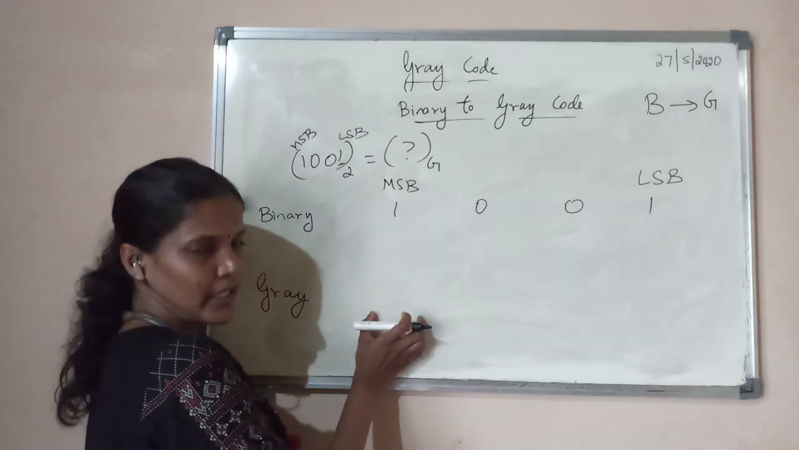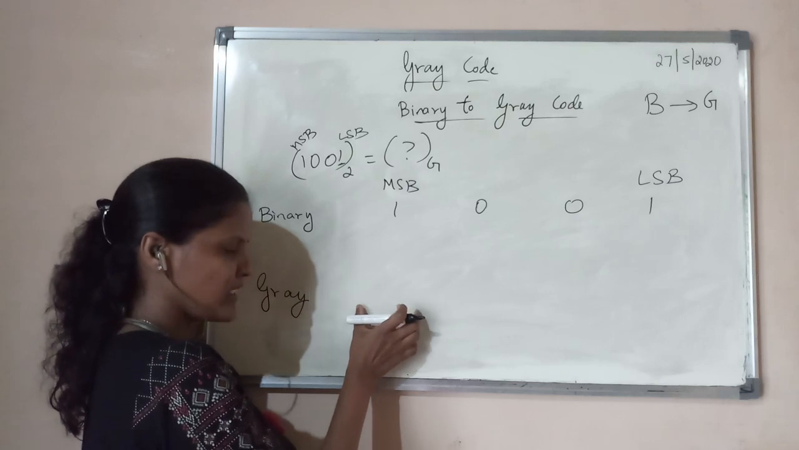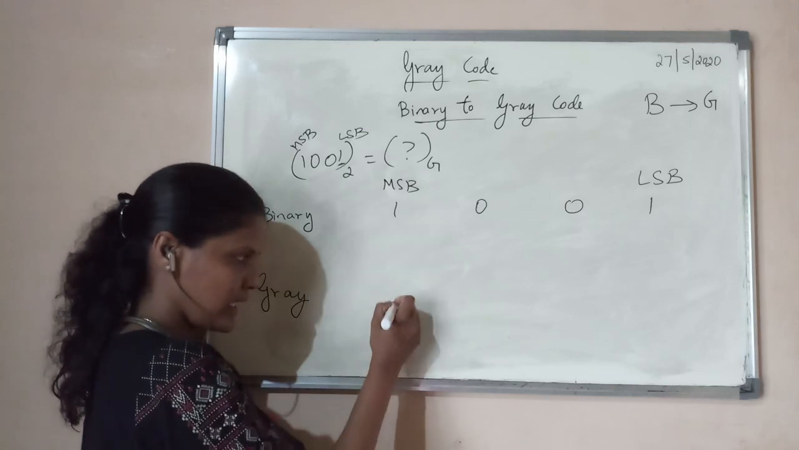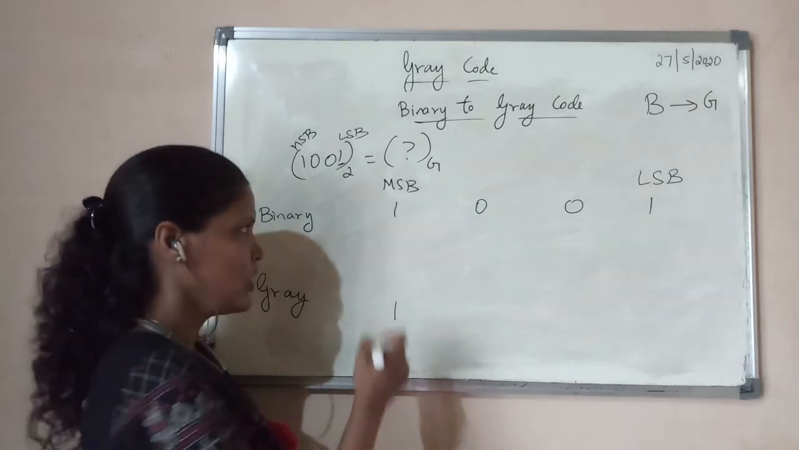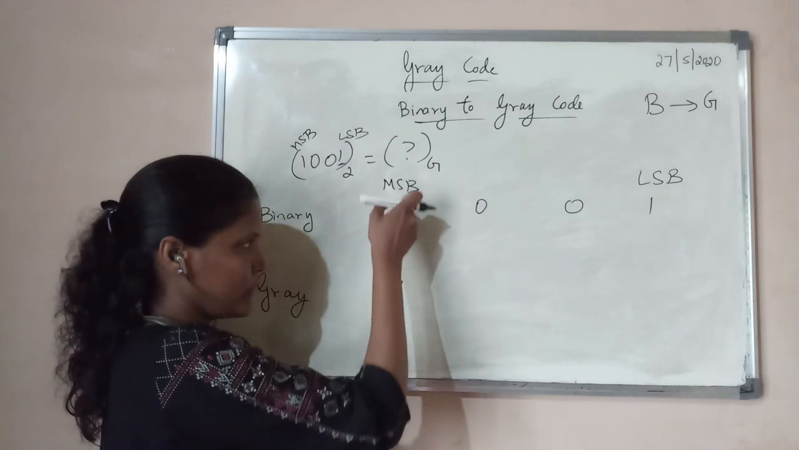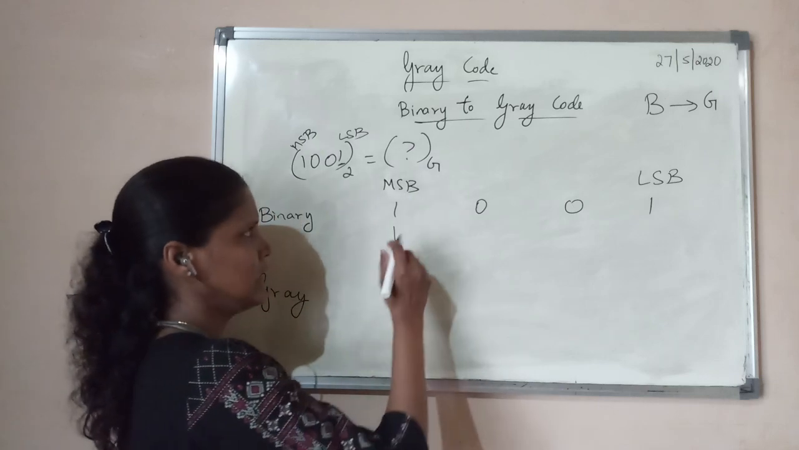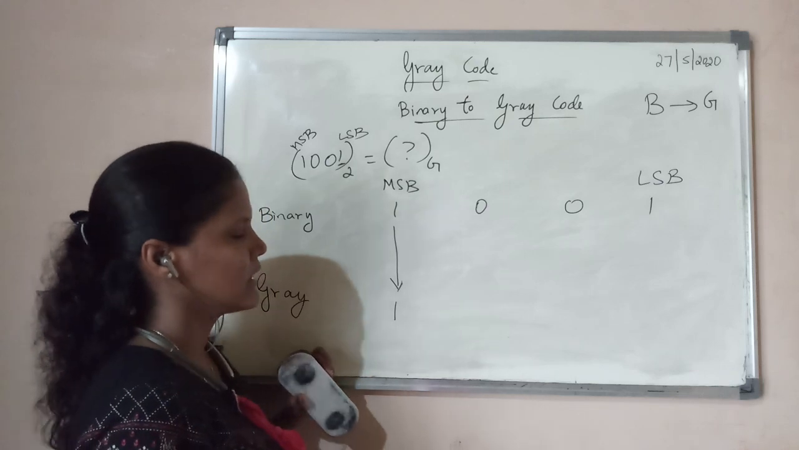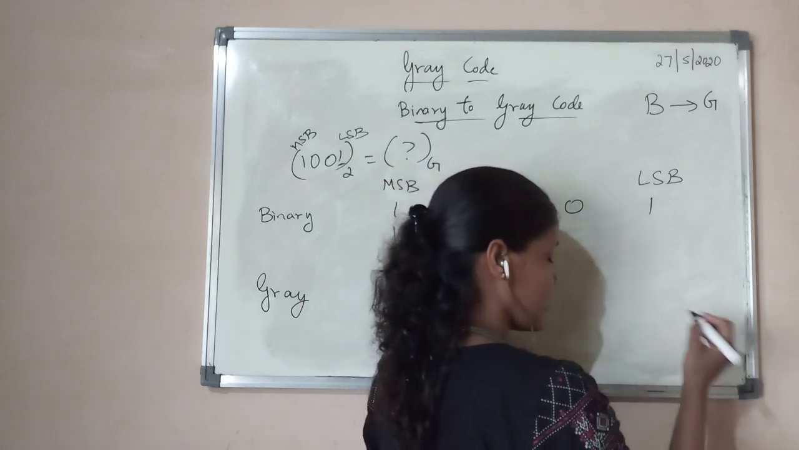The MSB of the Gray code is the same as the MSB of the binary. If the MSB of the binary value is 1, it will be equal to 1. If the MSB of the binary value is 0, this will also be equal to 0. So I'm just going to write an arrow mark over here, telling that the MSB of the Gray code will be the same as the MSB of the binary. Next, how to convert the rest, we are going to check this with the help of an XOR table. Sorry, I just forgot to write that XOR truth table.